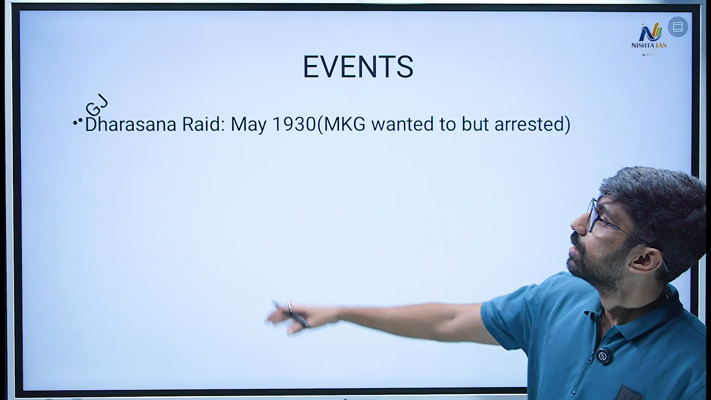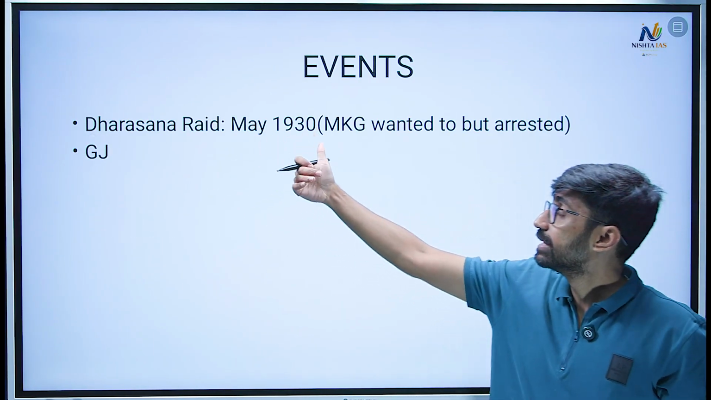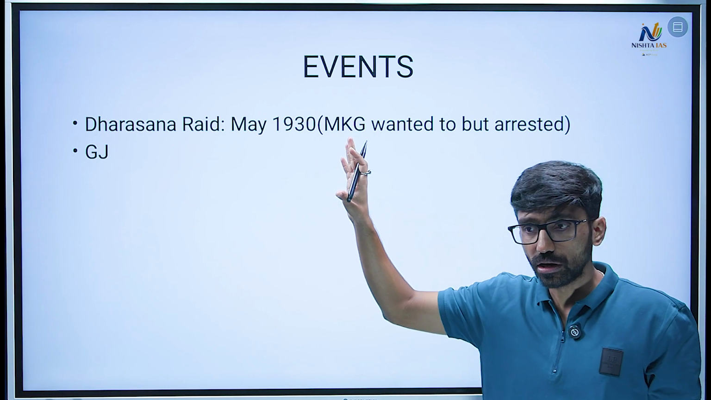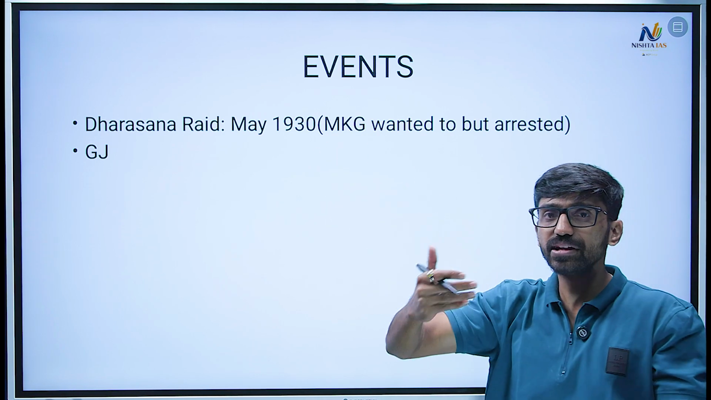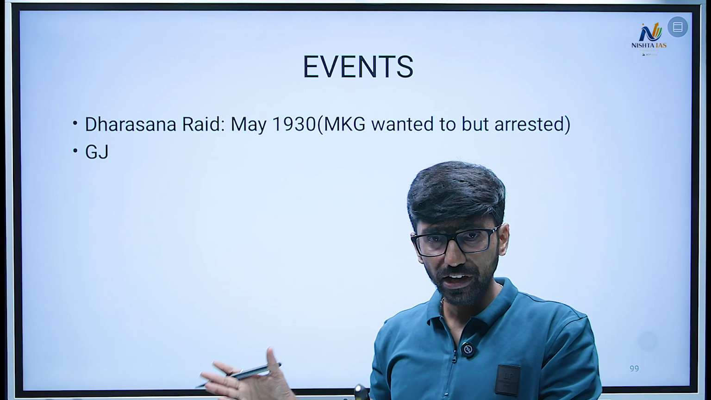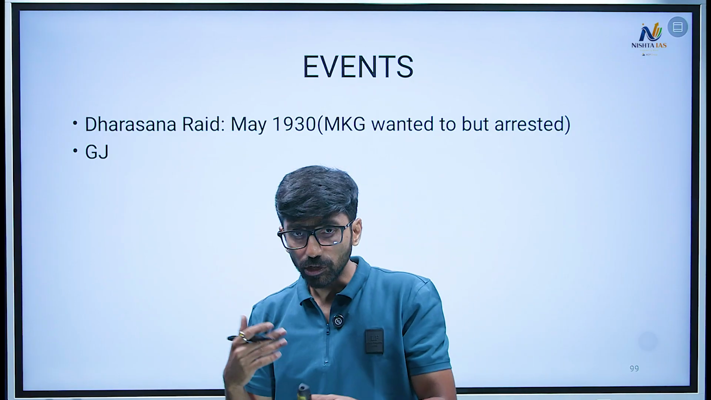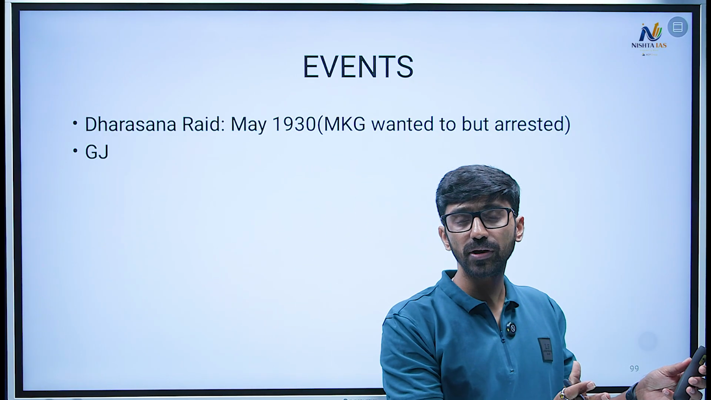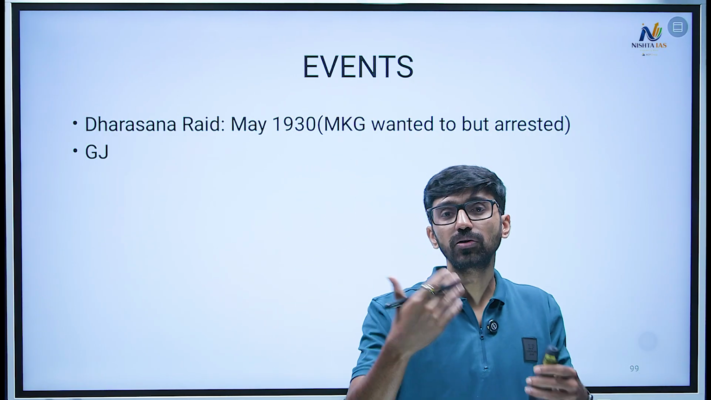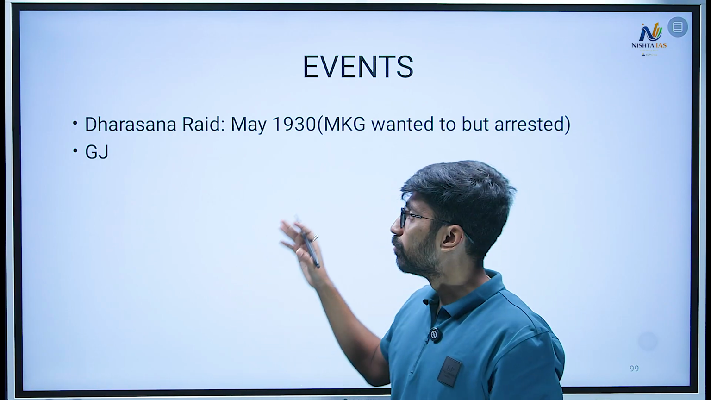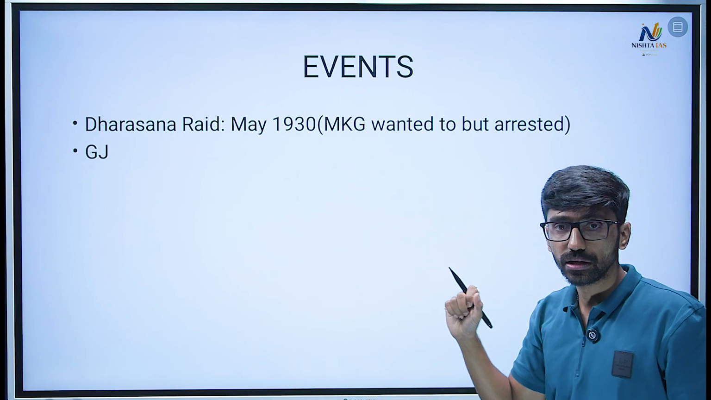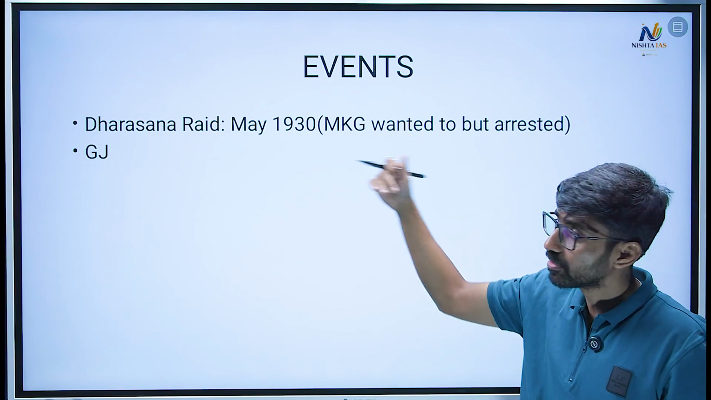Now, the Dharasana raid in May 1930. Mahatma Gandhi wanted to do this raid. What is Dharasana? Dharasana is where the salt depot, the salt warehouse, was. Now you want to violate that law. Salt cannot be the monopoly of the government. They wanted to take that salt and give it to the people. So Mahatma Gandhi wanted to raid the Dharasana salt depot, but he was arrested.